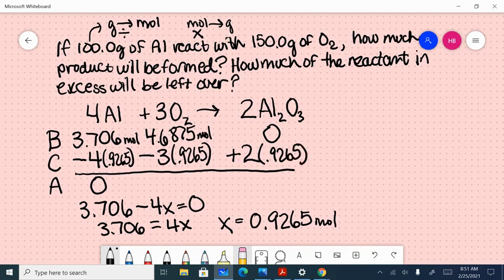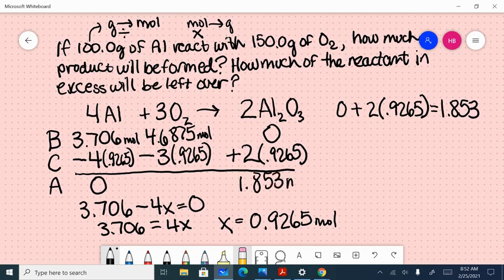Now I can calculate. This column here for our product, which is the first thing it asks us for, is 0 plus 2x. I'll write it over to the side. So the last column, 0 plus 2x, is equal to 1.853. That's how many moles of aluminum oxide are produced.